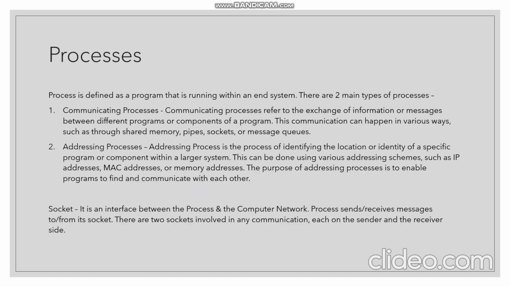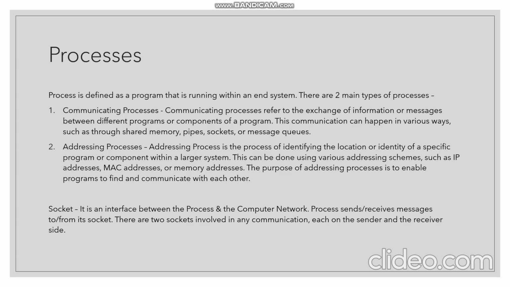Moving on to processes. A process is defined as a program that is running within an end system. There are two main types of processes. The communicating process refers to the exchange of information or messages between different programs or components of a program. This communication can happen in various ways, such as through shared memory, pipes, sockets, or message queues.